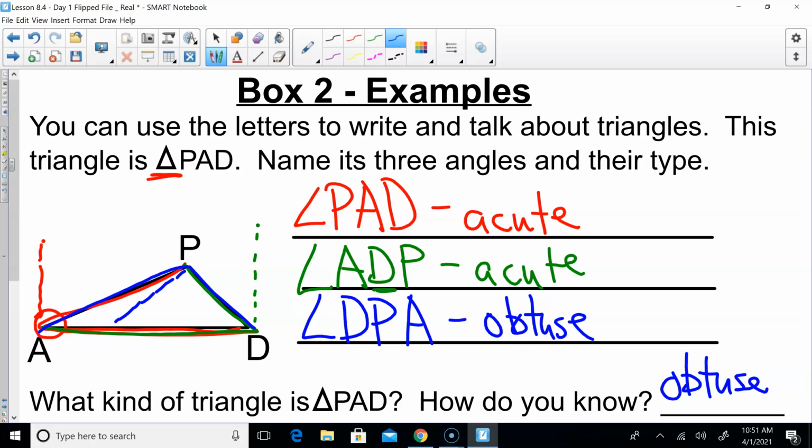So you can pause the video right now. You can draw that diagram and the 3 different angles that make up the triangle to help us out.